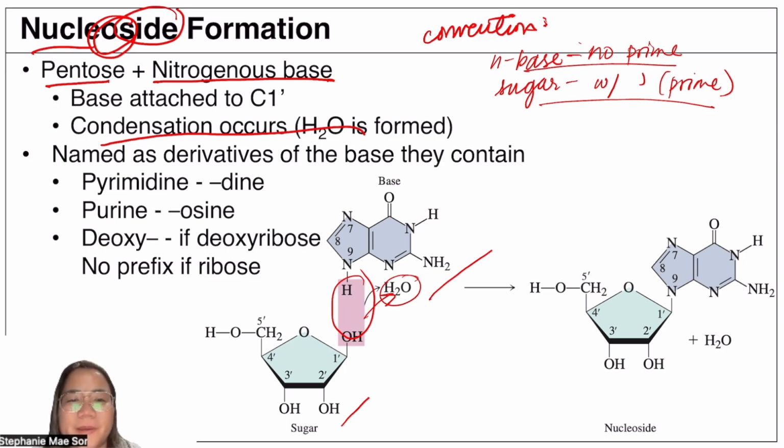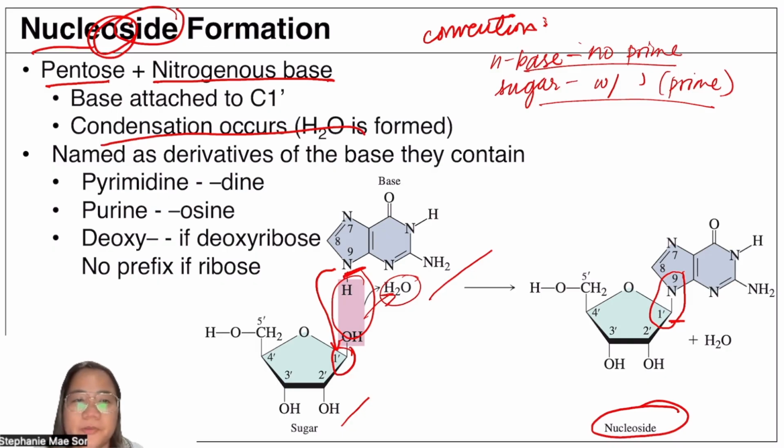So, yung water, by forming that water, yung N dito, on the 9th position will bind to the C1. So the nitrogenous base will bind to the C1 prime of your ribose molecule. So when the condensation occurs, your nitrogenous base is attached at C1 prime, and then you form your nucleoside. So yun yung nangyayari. So in nucleoside formation, you form a nucleoside and one molecule of water.